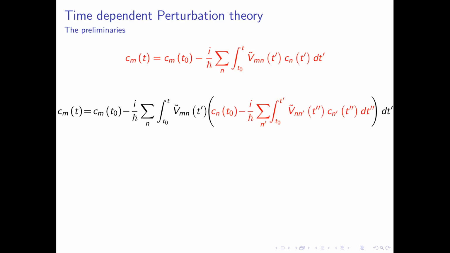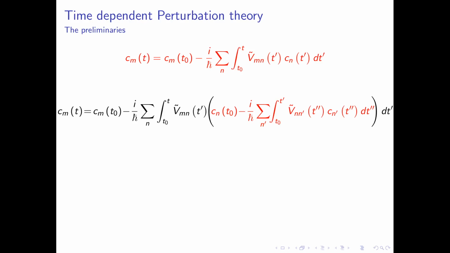double prime. So just like we had to change the summation index from n to n prime, we also have to change the dummy index of integration from t prime to t double prime, because t prime is a specific time here, the upper limit of the integral. And then we of course integrate this whole thing with respect to t prime.